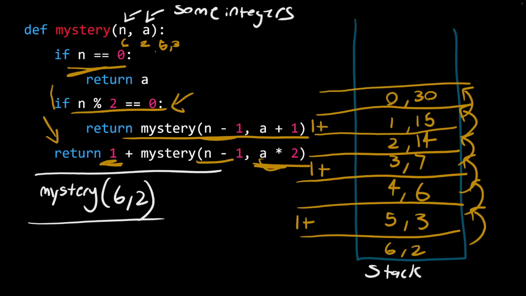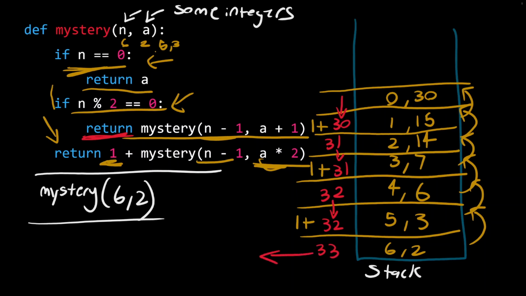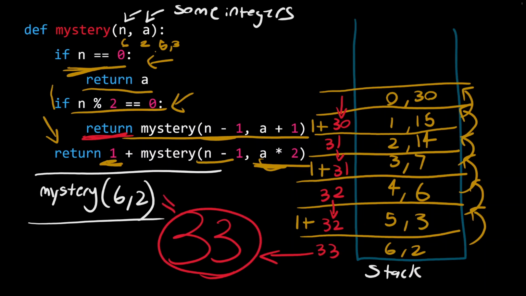Now n here is equal to 0. It's saying to return a, so let's go ahead and do that. So we're going to return 30, and we're going to return 1 plus 30, which is 31. This statement is going to say, okay, we didn't really do anything, just return me, and we're going to do 31 plus 1, which is going to be 32, and then it's going to say 32 plus 1, and it's going to say 33. And that is our answer. 33 is equal to 33.